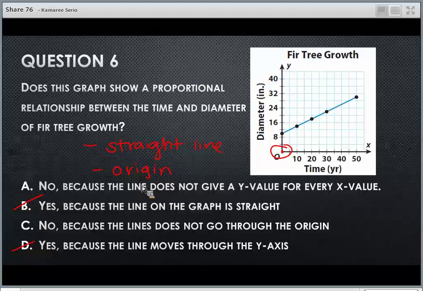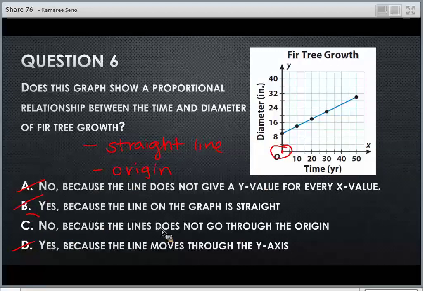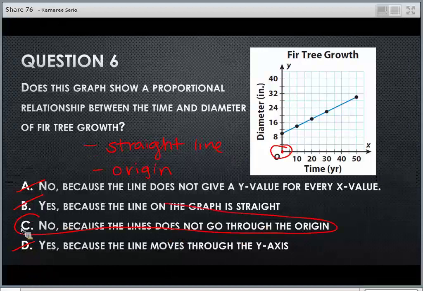So let's see, no, because the line does not give a y value for every x value. That's not true because it does. No, because the line does not go through the origin. This one, because the line does not go through the origin. C.